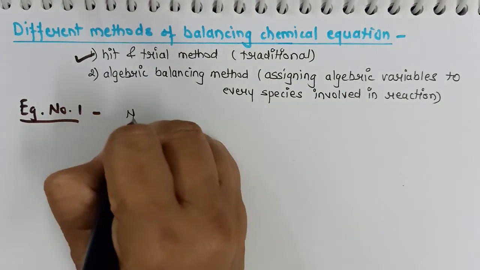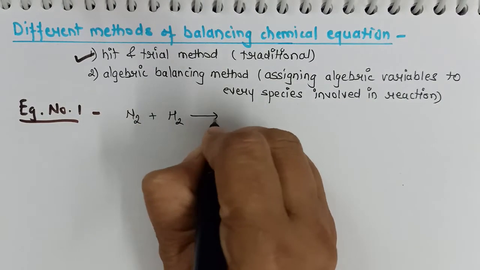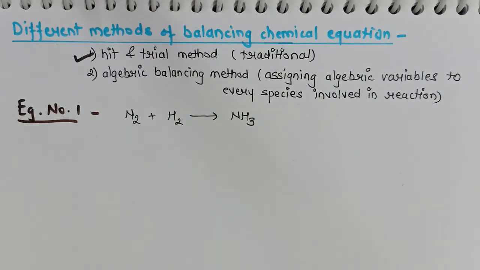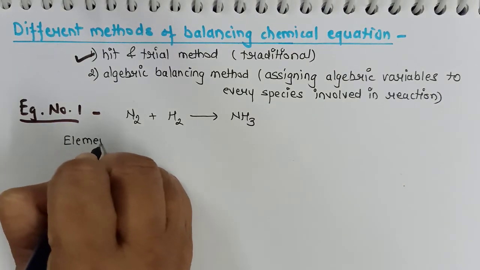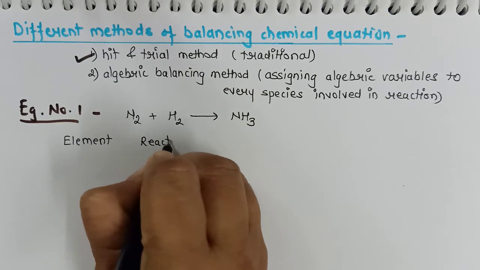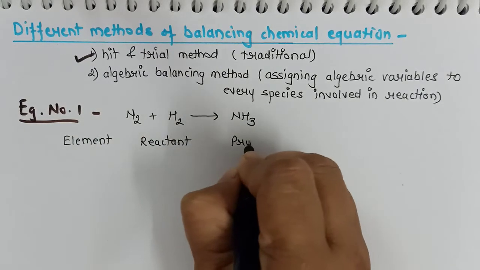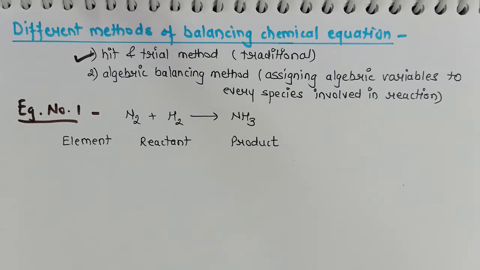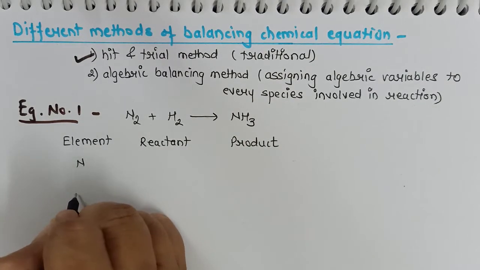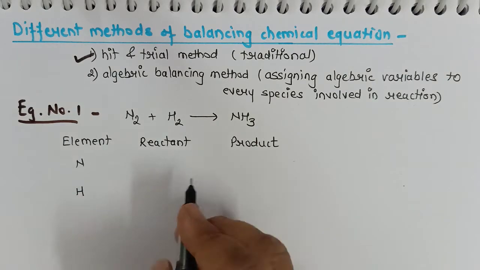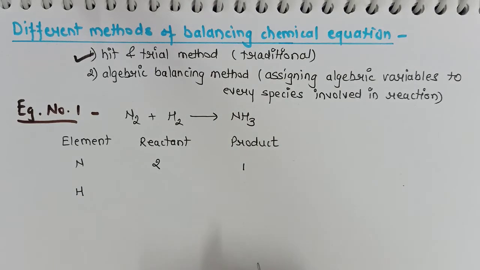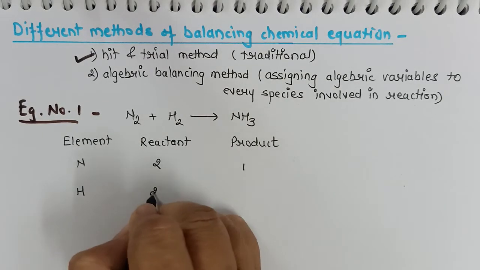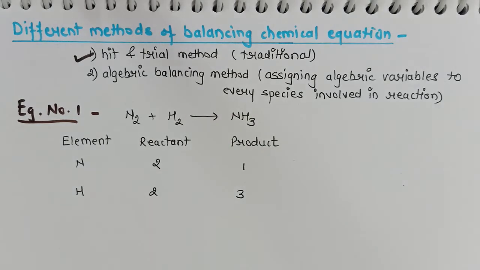Nitrogen reacts with hydrogen to give ammonia. Now, whenever we need to balance a chemical equation, we need to find out first of all the element, its number on the reactant side and its number on the product side. So, we have only two elements here, nitrogen and hydrogen. Nitrogen on the reactant side has two atoms, and on the product side there is only one atom. On the other hand, hydrogen on the reactant side has two atoms and on the product side there are three. So there is a difference of one atom in both the species.